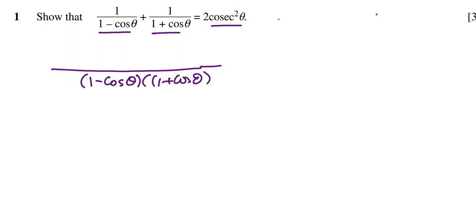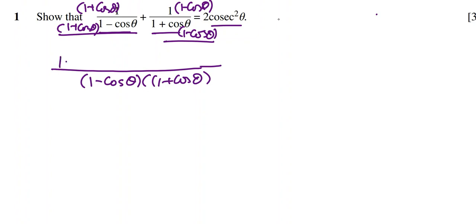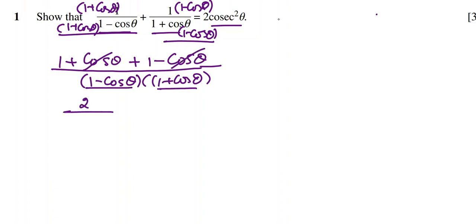That means we have to multiply this by 1 plus cos theta, up and down. And we have to multiply 1 minus cos theta, up and down. Since the denominators are same now, just focus on the numerators. So the numerator of the first one will be 1 plus cos theta. There's a plus in between and 1 minus cos theta. We can see that cos theta and cos theta may cancel, so we are left with 2 over, if I multiply these two, it will be 1 minus cos square theta.